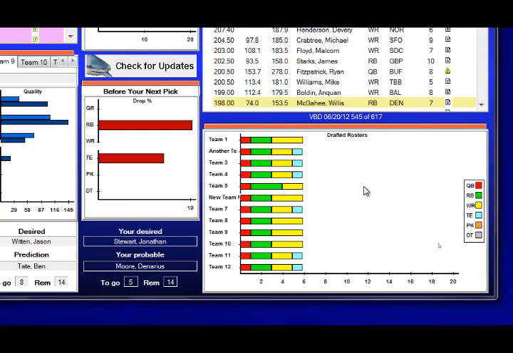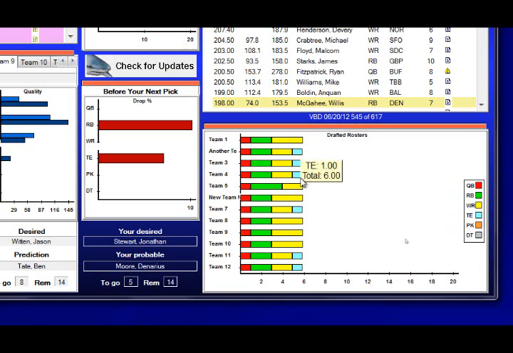Let's take a look at the roster summary in the lower right-hand corner of the draft board. We're at the start of the 7th round in a 20-round draft, and so we've got a decent number of players that have been drafted. You can see by this that every team has taken one quarterback, and every team has drafted 6 total players.